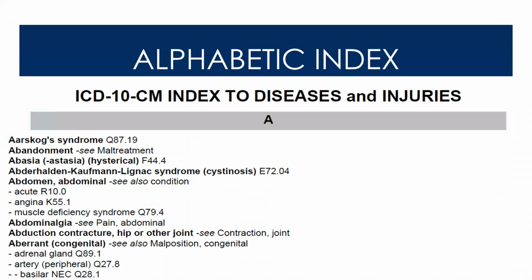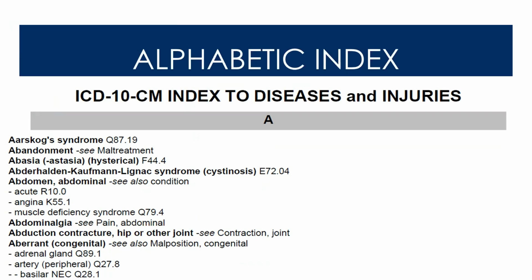Now let's take a look at the alphabetic index. This is an alphabetic listing of diseases and symptoms. This is your starting point when looking up a condition. We'll be using the main term when we look up a code. The main term is the disease or symptom.